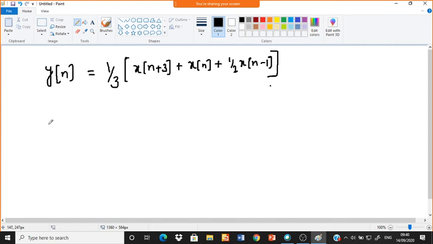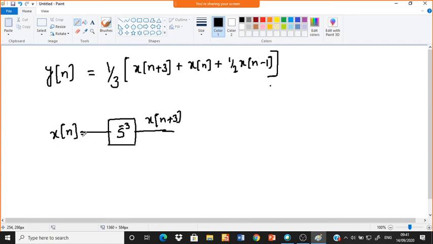So how will we do it? Just take y of n, which is x of n, and go on shifting that. Now apply the shift operator. What do we need to give? n plus 3, so that is s power minus 3. You just give it, and you will get x of n plus 3.